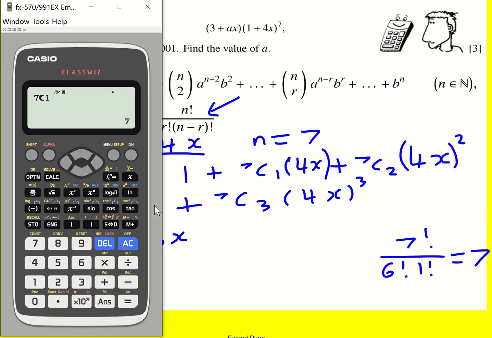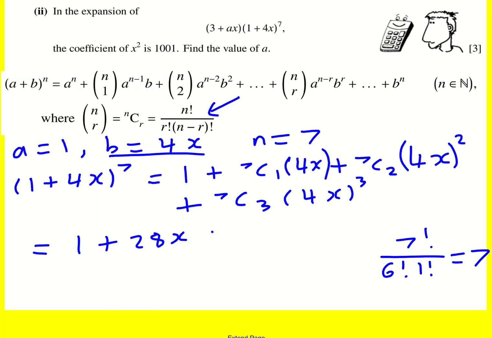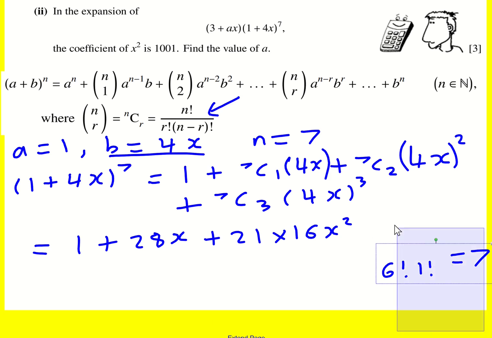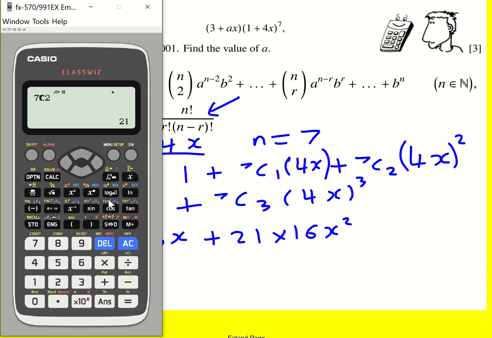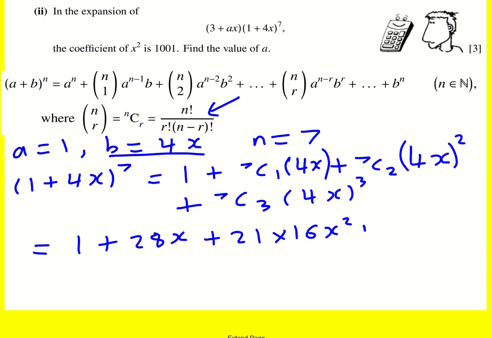The next one, 7c2. So I get 21. And I'm going to times that by 4x all squared. That's going to become 16x squared. And then 7c3 is 35. 35 times 4x cubed, or 4 cubed is actually 64. Of course, you can work that one out, but 64x cubed. Tidy it up.